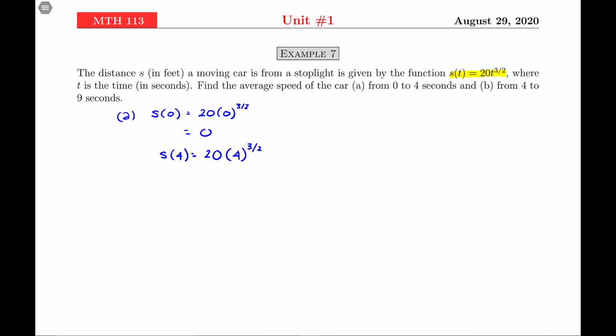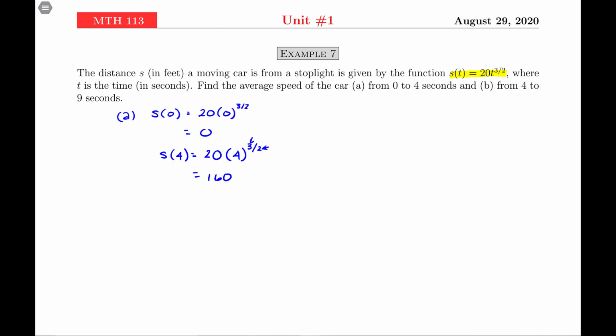The 3/2 power is the same as the square root of that value cubed. We'll look at fractional exponents later on in this class, but for right now, it just simply means the square root. In this case, that tells me it's the square root of 4 cubed. So that would give me 20 times 8, which is 160. And you can verify that by typing it in a calculator.